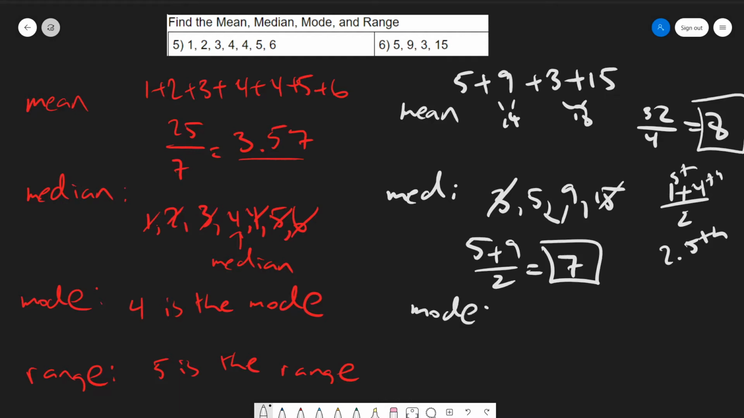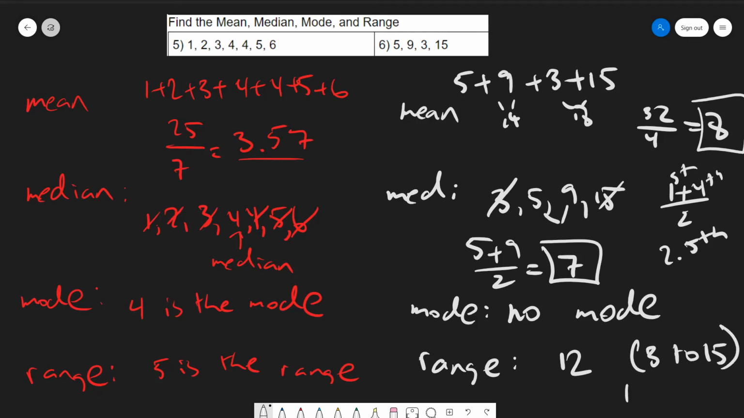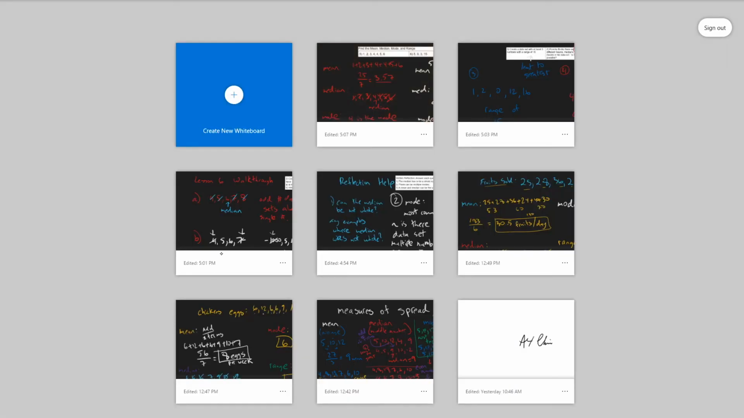For my mode, I would look for the number that shows up the most, and I would say there's no mode. No number shows up more than 1 time. And then for a range, we're going from 3 to 15, so our range is 12. You could subtract to find that if you want. Alright, so there's 5 and 6, and I'm going to keep going.